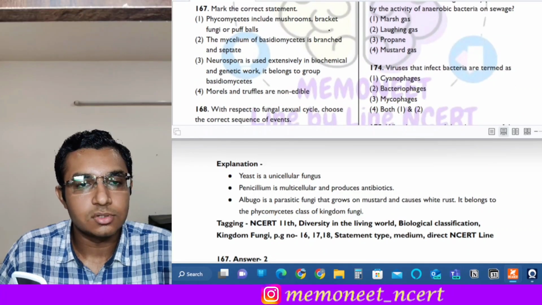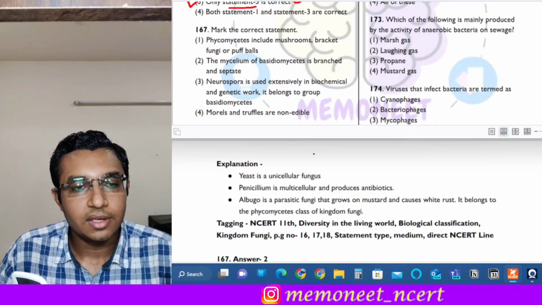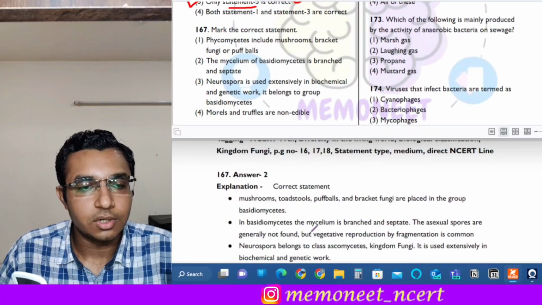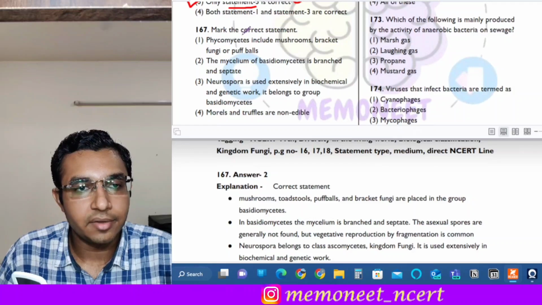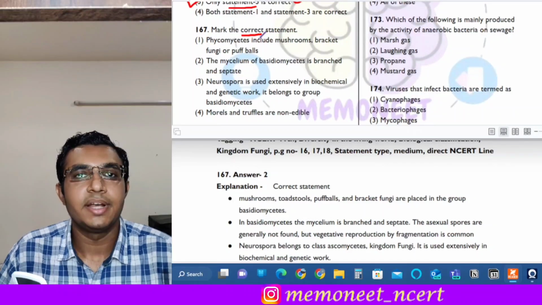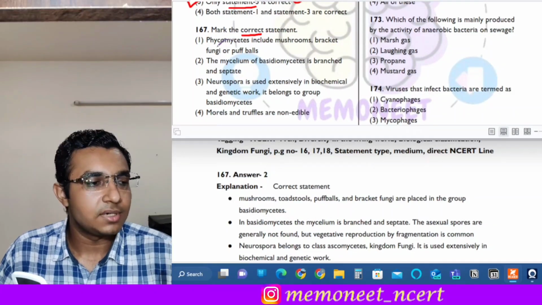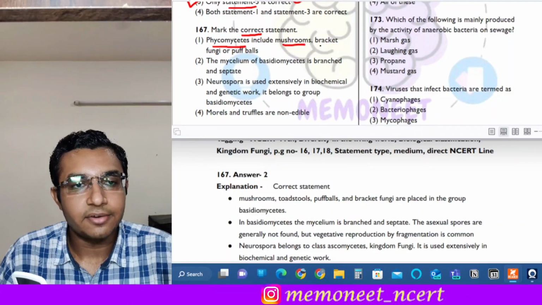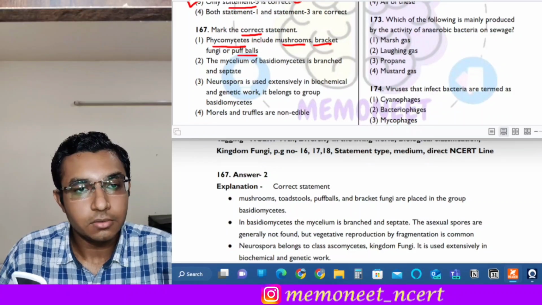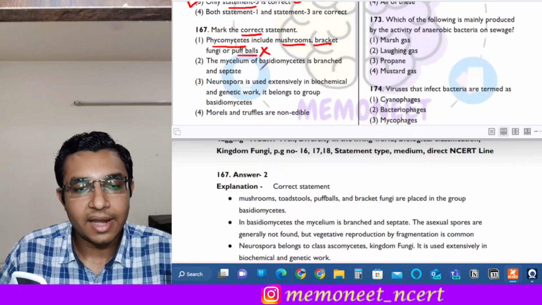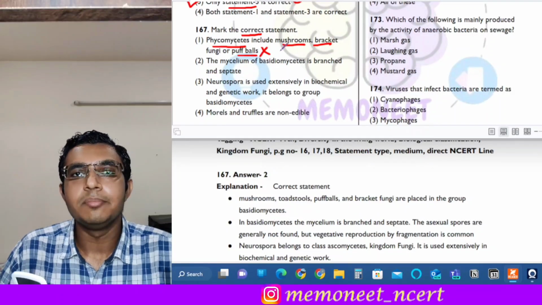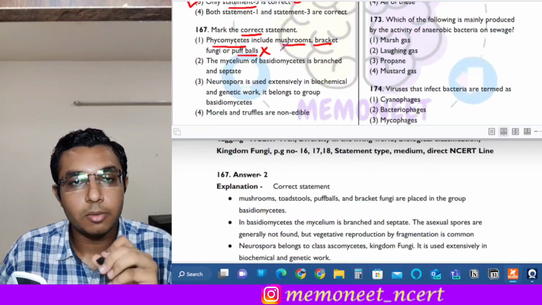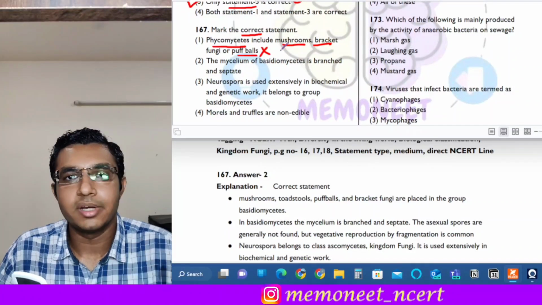Okay, so what is the question stating? We have to mark the correct statement. Among the following four statements we have to identify which statement is correct. So let us see the statements one by one. The first statement is phycomycetes includes mushrooms, bracket fungi, or the puffballs. So is this statement correct? No, this statement is incorrect. Why? Because the mushrooms, bracket fungi, and the puffballs belong to which group? They belong to Basidiomycetes. Okay, they do not belong to Phycomycetes. So this statement is incorrect.